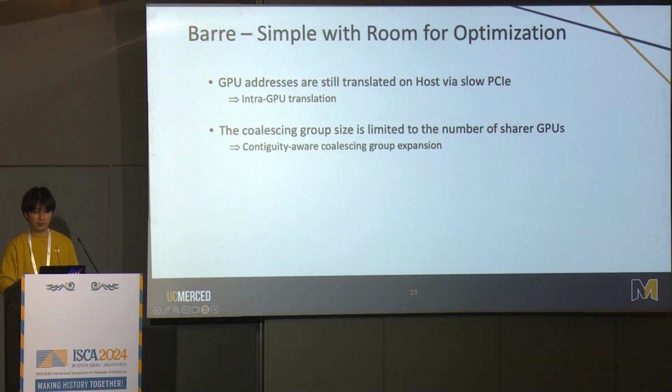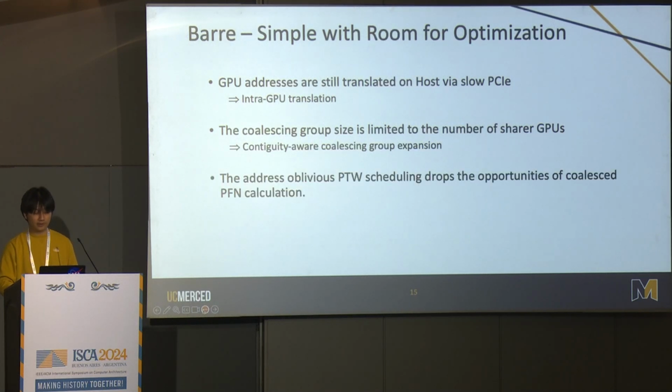To address this, we propose contiguity-aware coalescing group expansion. Thirdly, the coalescing-oblivious page table walk scheduling limits the opportunity of coalescing PFNs. To address this, we propose coalescing-aware page table walk scheduling.